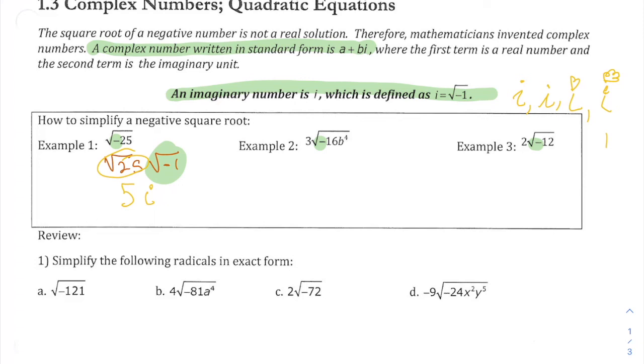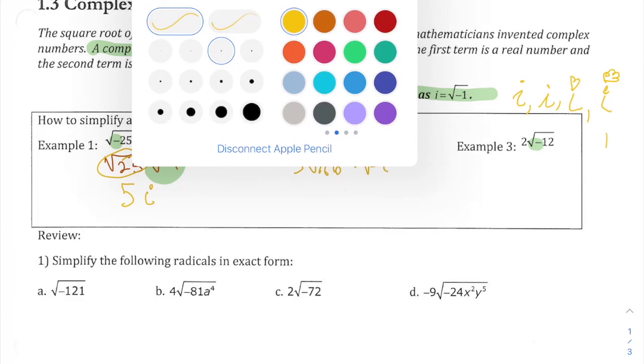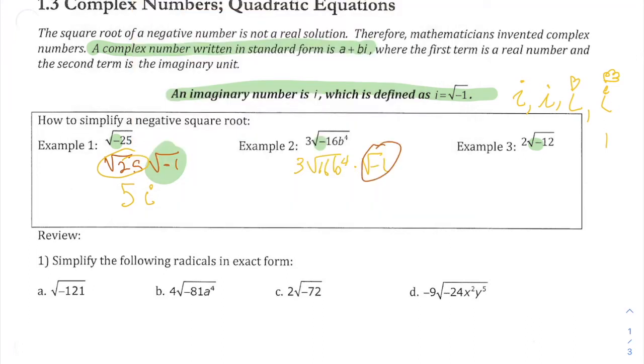So look at example 2 here. Again, I notice that negative, and I just take it out. I don't even want to deal with it. So it's the square root of -1, but we know that the square root of -1 is just i. So no matter how we simplify this, we know there's going to be an i in there. So this is going to be 3 times 4 times b squared times i, and you can just write it out like that, 12b squared i.